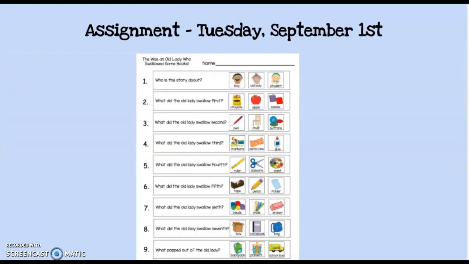Let's talk about your assignment for today. You are going to go on Seesaw and listen to us read you these questions and circle your answer. So I might say, who is this story about? Your answer choices are boy, old lady, and student. You simply circle your answer and turn it in when you're finished. Be sure to complete 1 through 9.